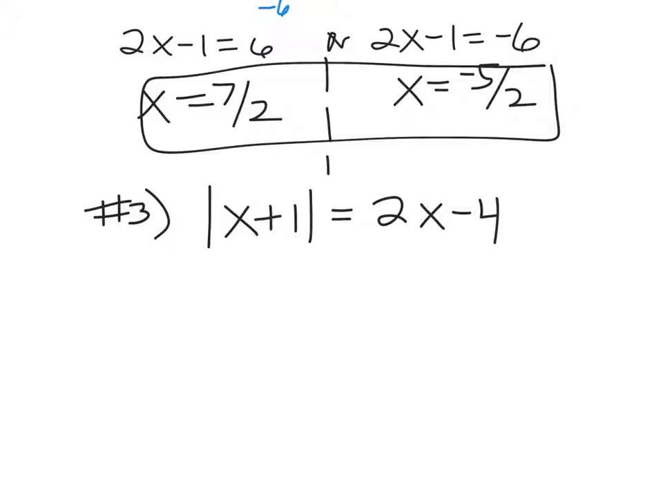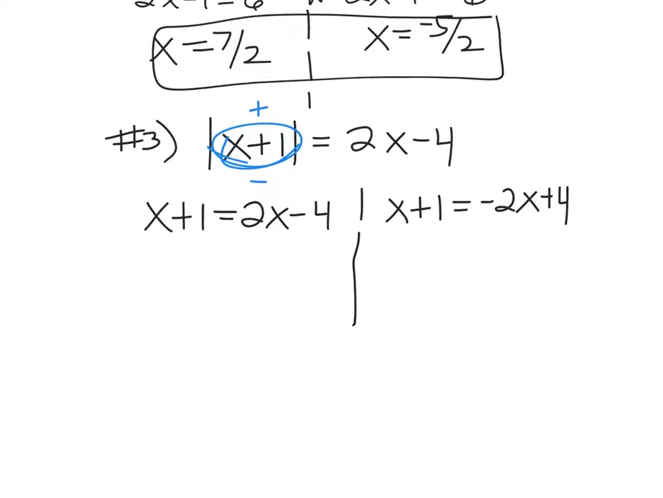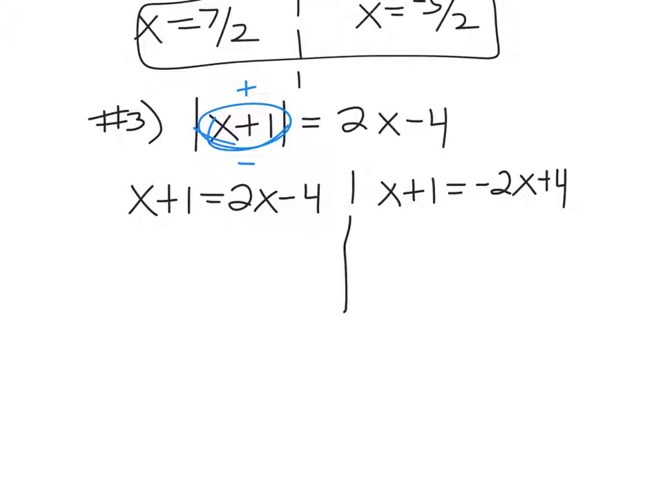Okay, so what we're going to do is this. We're going to set it up the same type of way. This stuff inside here can either be the positive of this stuff or the opposite of that stuff. So in other words, we're going to set it up as x plus 1 equals 2x minus 4, or x plus 1 is the opposite of 2x minus 4, which would be negative 2x plus 4. Okay, and so now you have 2 equations to solve.